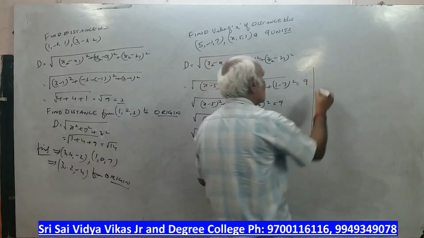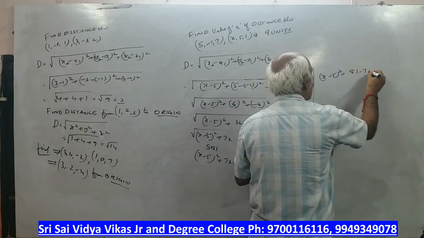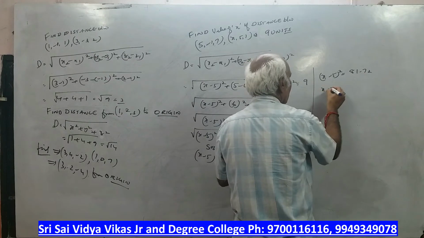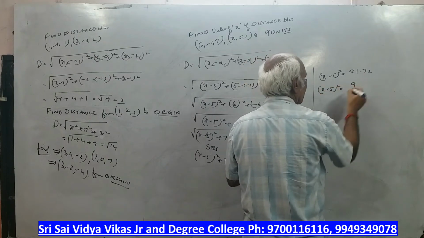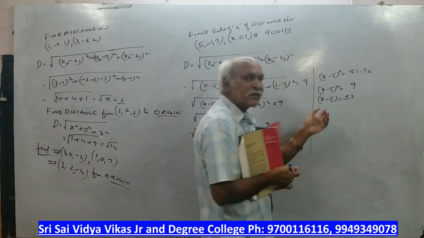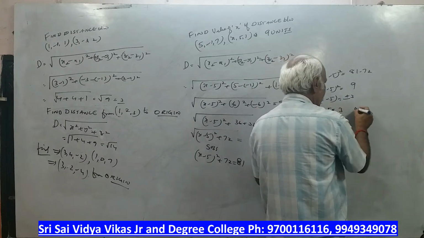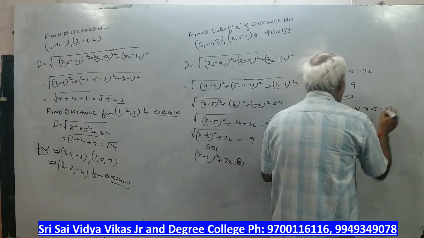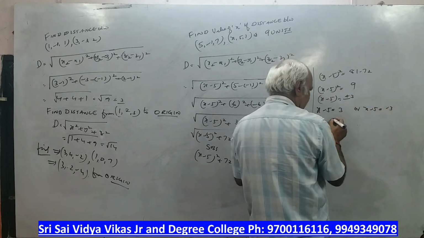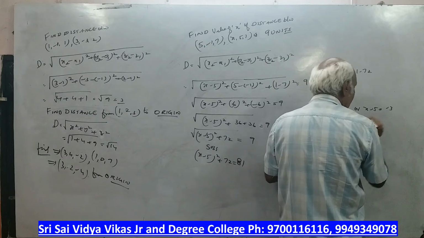Therefore, (x minus 5) whole square is equal to 81 minus 72. So (x minus 5) whole square is equal to 9. So x minus 5 is equal to plus or minus 3 because a square root is there. So what will happen? x minus 5 is equal to plus 3, x minus 5 is equal to minus 3. So x is equal to 3 plus 5, 8. Here x is equal to 2. Why? Minus 5 plus 2.